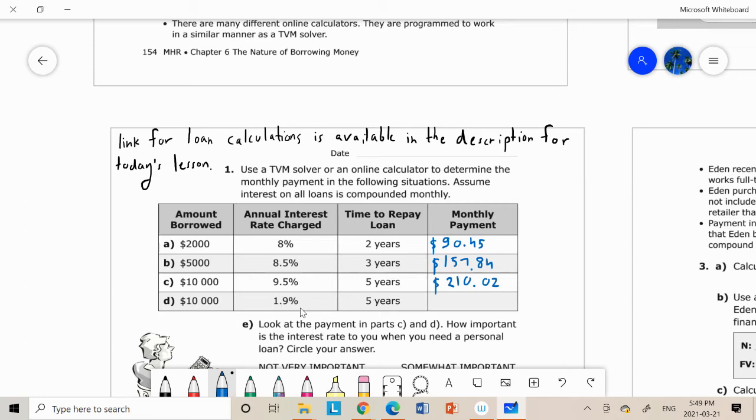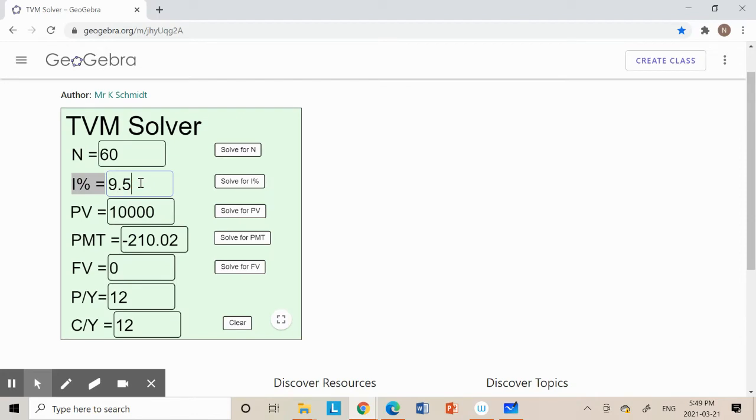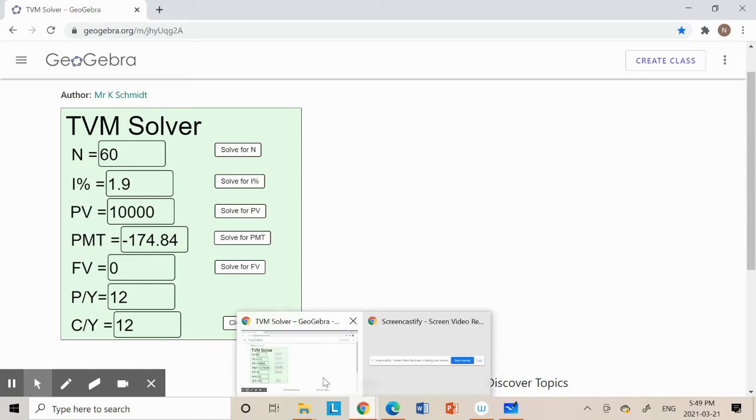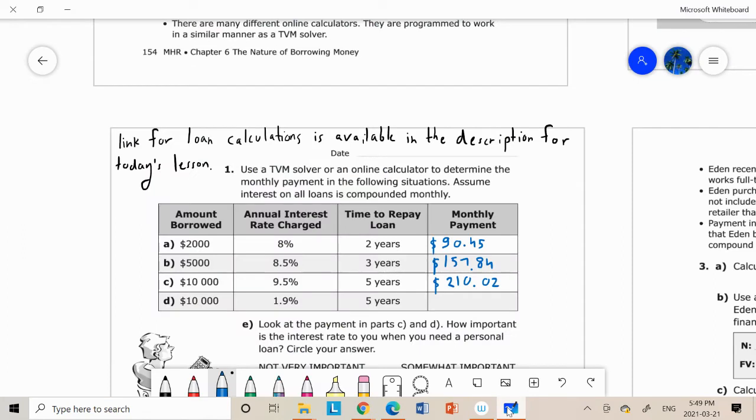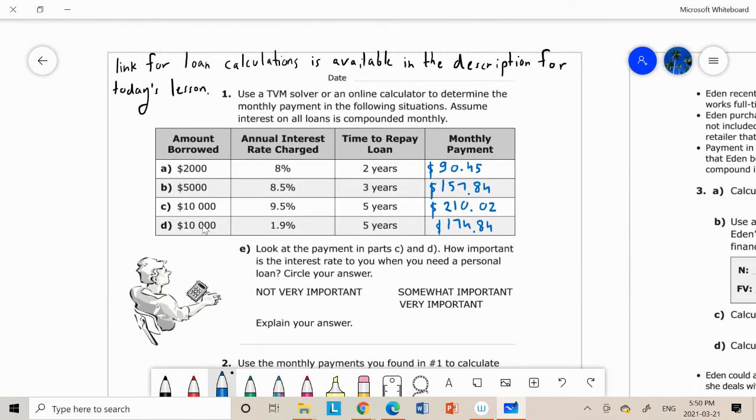The last example, similar conditions, right? But the interest rate is much lower, 1.9%. So we know that the only thing we have to change here is the interest rate. And we're getting a lower amount per month, 174.84. So look at the payments in part C and D. How important is the interest rate to you when you need a personal loan? So as you can see, it's very important because you're paying significantly less when the interest rate is lower.